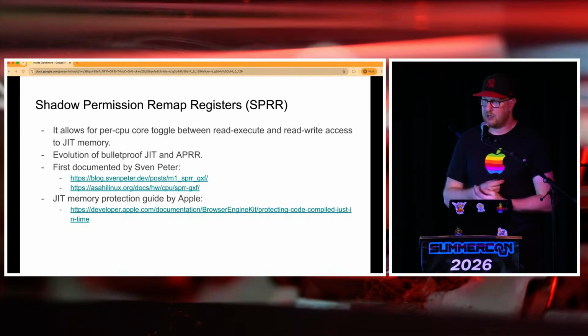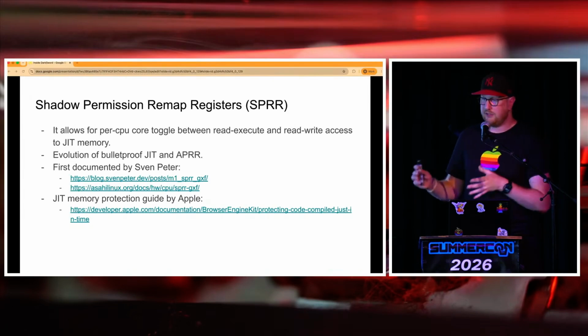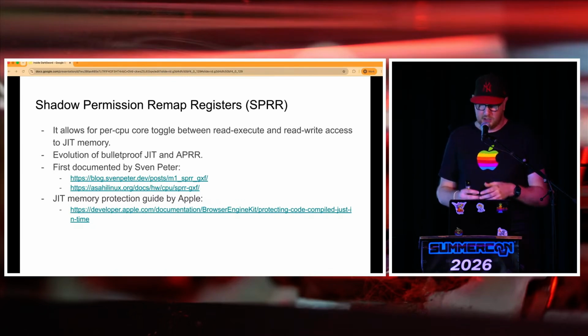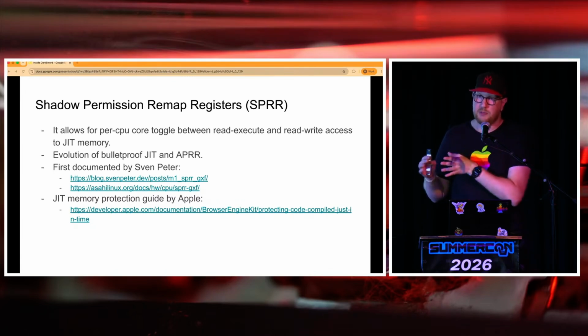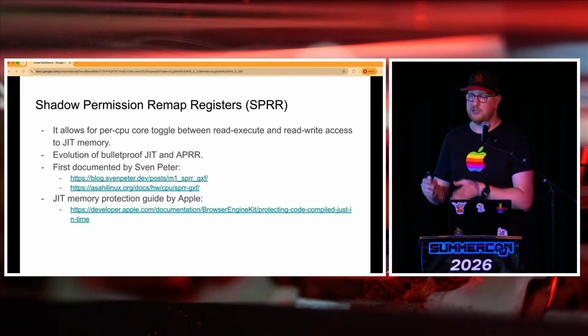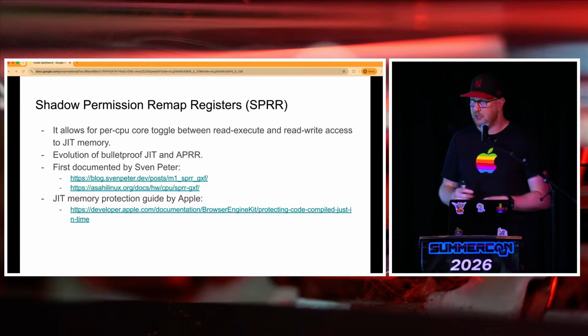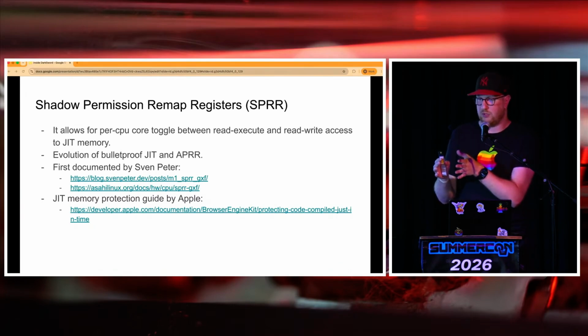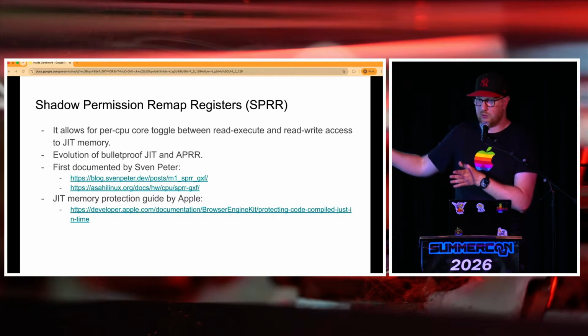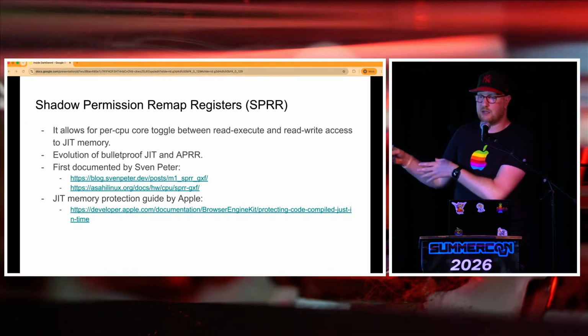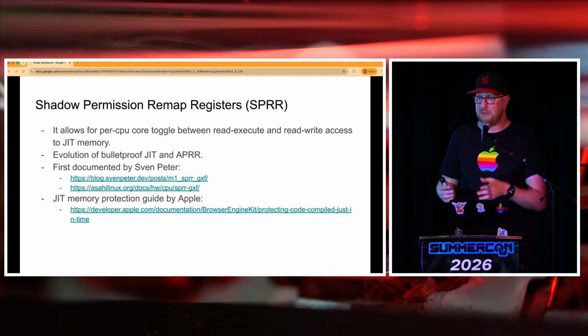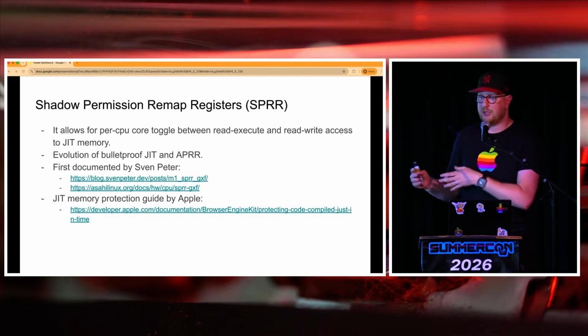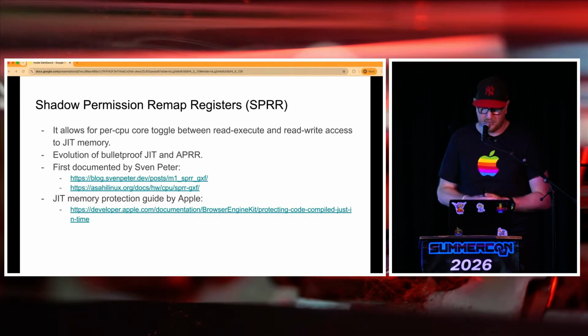Let's talk about SPRR. The idea behind SPRR is basically that you allow, per CPU core, to toggle whether memory is readable, writable, or executable, which also allows you, if you have a JIT page, to lock this down to one CPU core that can now write to this page and add the JITted part, but all the other CPU cores are going to see this memory still as read-only or just executable. This means that if an attacker is able to write to it, they might be able to change some part of the JITted code, but they're not able to execute it at the same point in time.